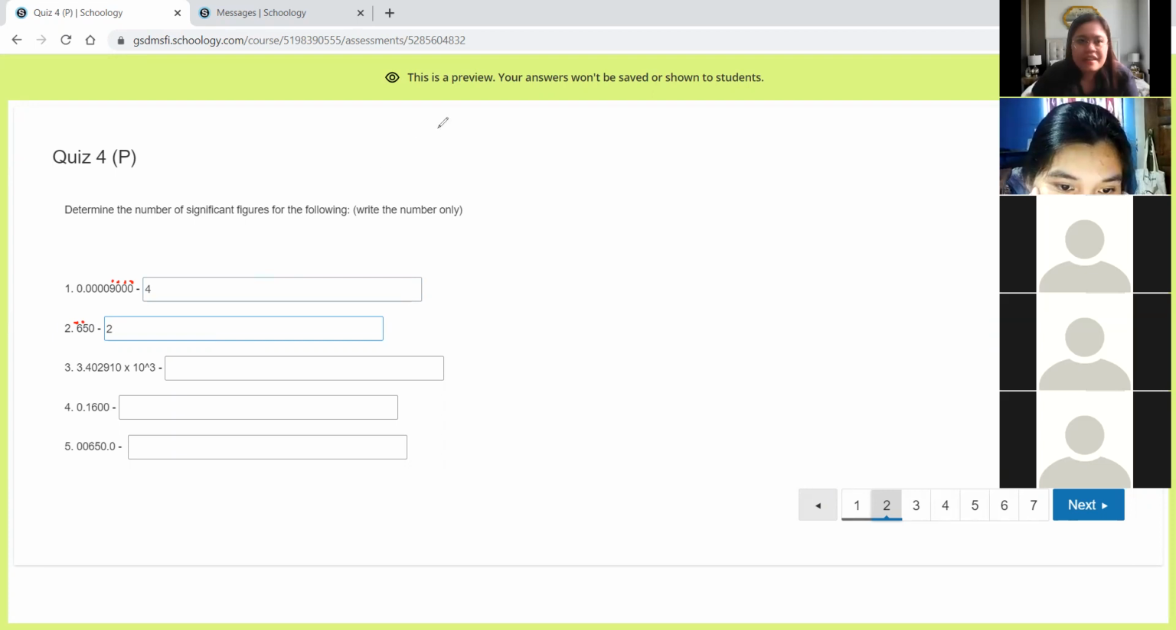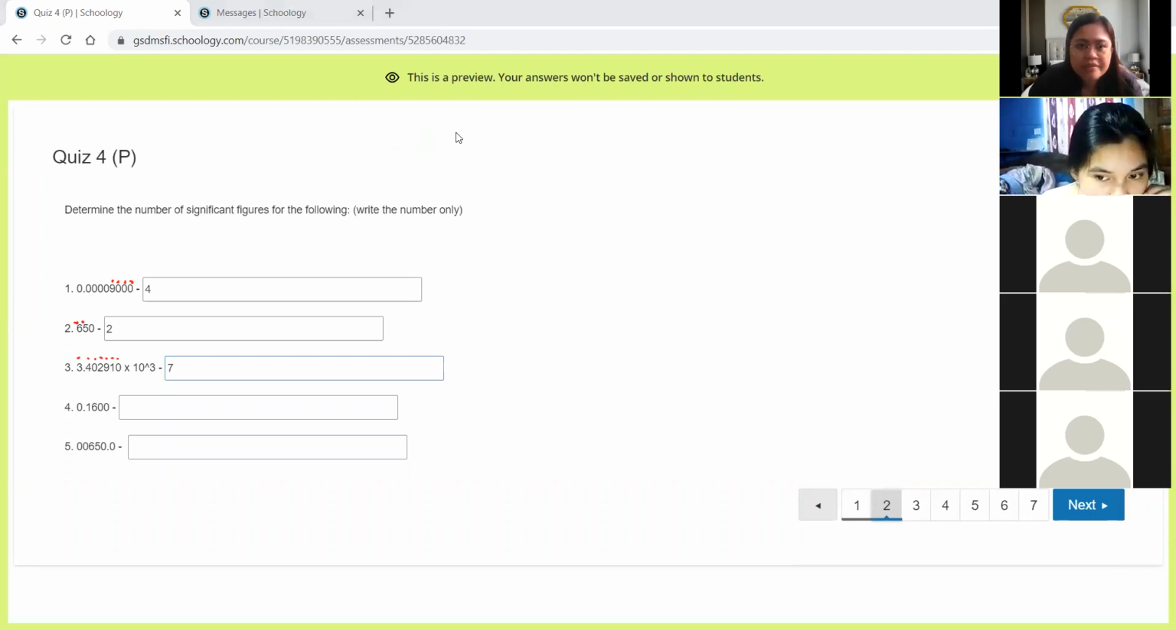Okay? Next. For number 3, this is in scientific notation. In scientific notation, we don't include in the counting the times 10 and the exponent. We'll just count the capital N. So we have 1, 2, 3. The 0 here is significant because it is in between two non-zero digits. And then 4, 5, 6, and 7. The 0 at the last part is significant because there is a decimal point. So what is the answer? We have 7.